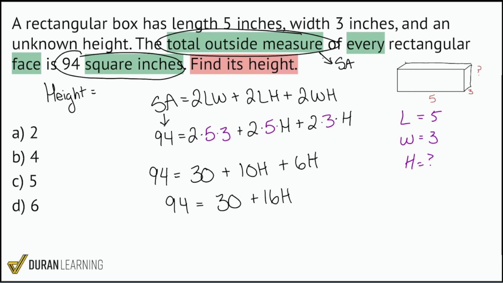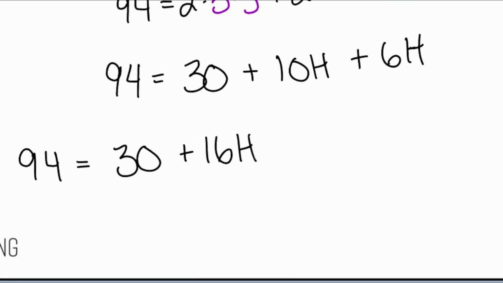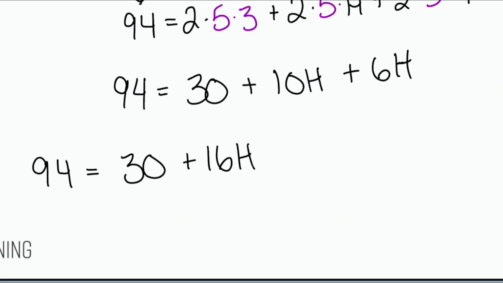So let's rearrange it to make the setup a little easier for ourselves. Because remember, 1 plus 2 is the same as 2 plus 1. Let me zoom in a little bit. Don't worry, I'll zoom out at the end to let you screenshot it. So we have 94 equals not 30 plus 16h, but 16h plus 30. They both mean the same thing. Again, 1 plus 2 is the same as 2 plus 1.